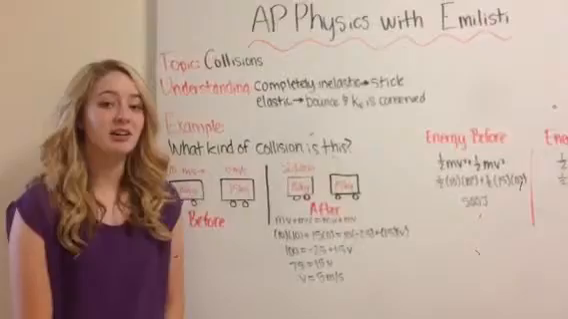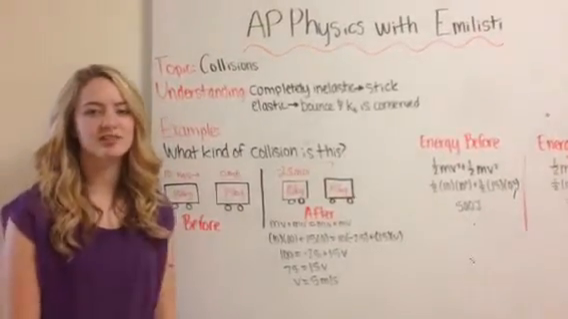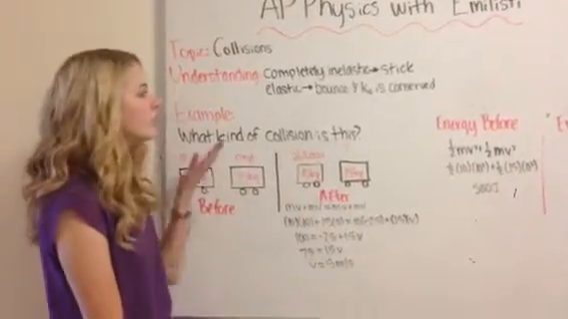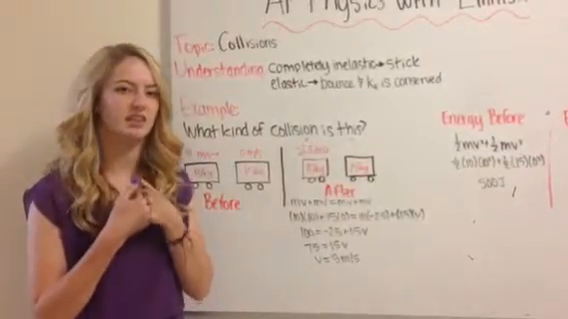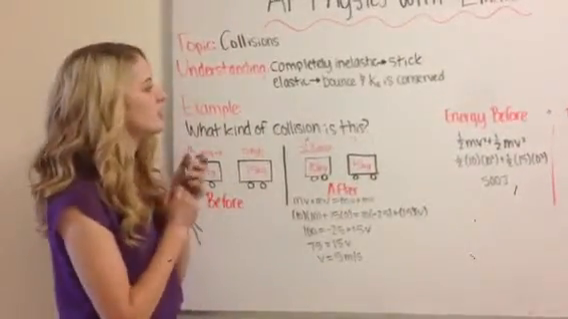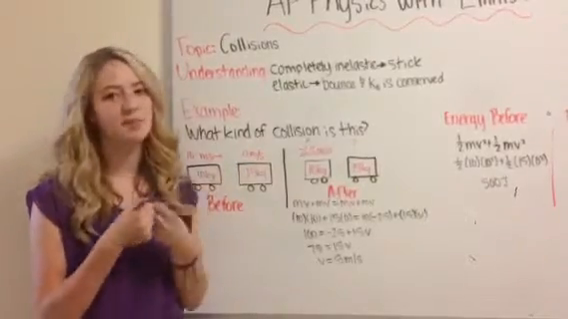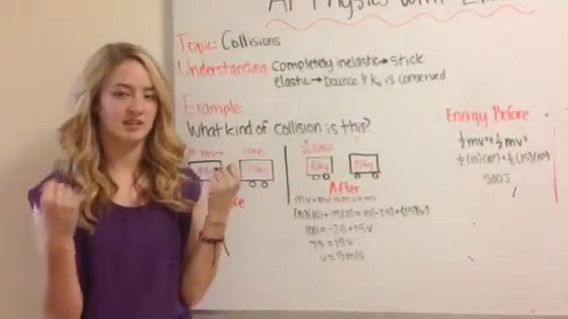Today we're going to be talking about collisions. There are two things you should understand about collisions. In order for a collision to be completely inelastic, the two things colliding have to stick together. And in order for a collision to be completely elastic, they have to bounce and kinetic energy has to be conserved.